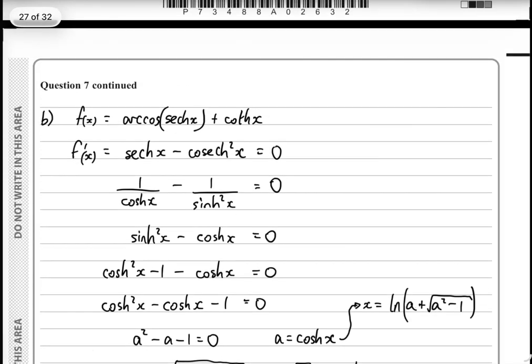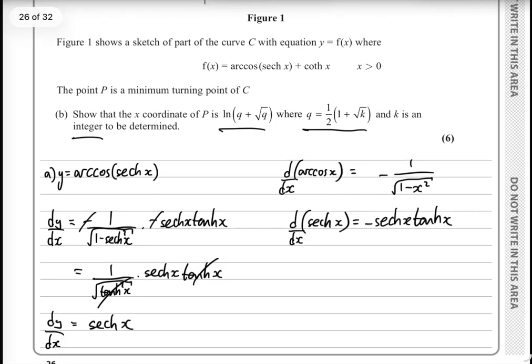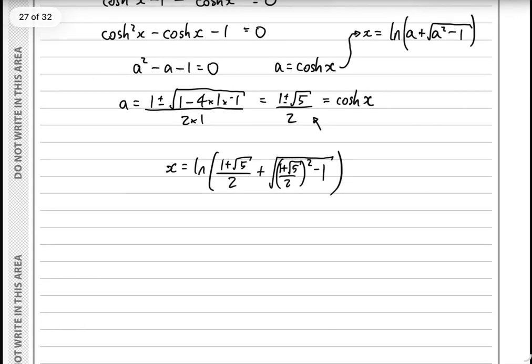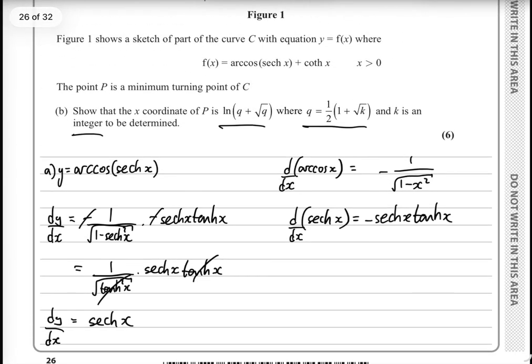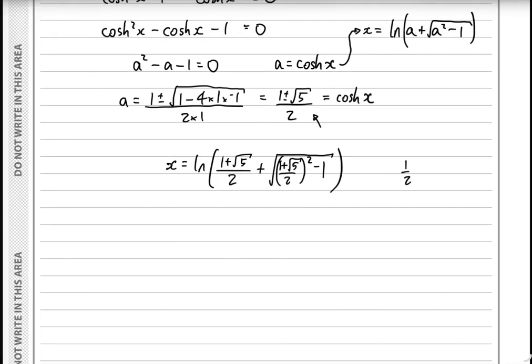Does that match what we needed? Log of q plus root q, where q is a half 1 plus root 5, but it has q plus root q, which is suggesting that the thing inside the square root here is the same as the thing outside the square root. So let me quickly check that's true.